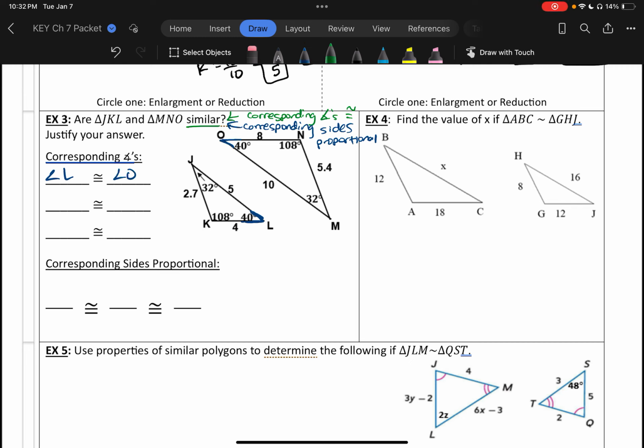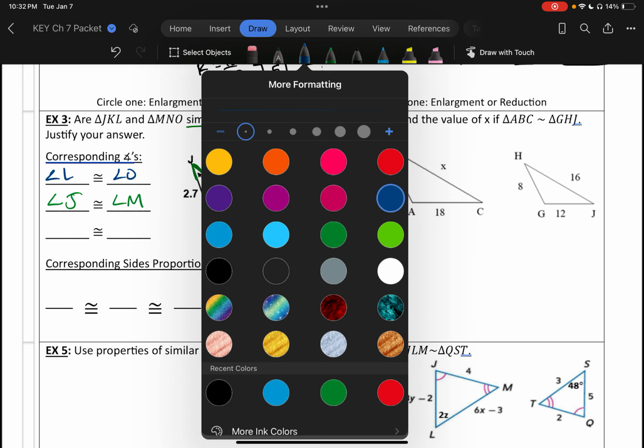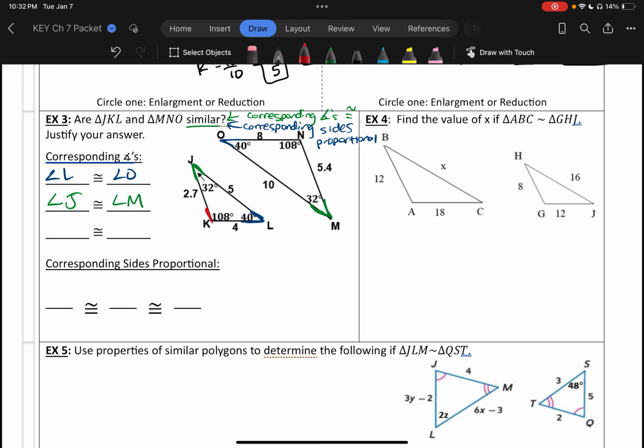Next, we're looking at the 32. There's not a specific order you need to go in here. If it's not specified for the order, you get to choose. 32 degrees is angle J. That would be congruent to 32 degrees in the other triangle, angle M. And then lastly, if I look here at the 108, that angle right there of 108, they're both the same. That means they're congruent. So angle K is congruent to angle N.